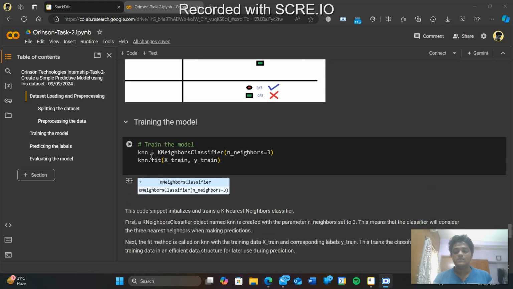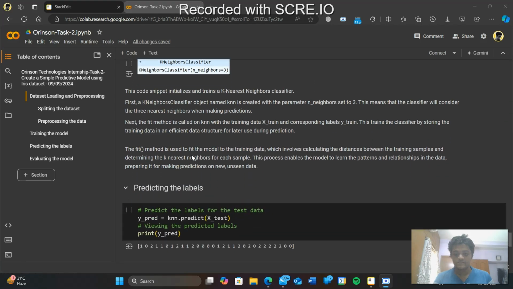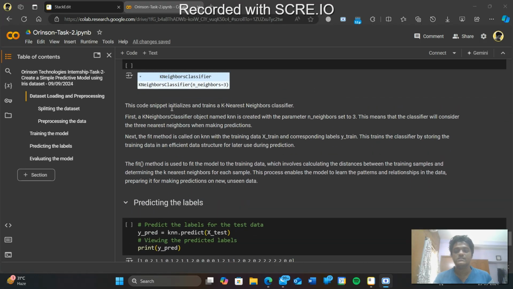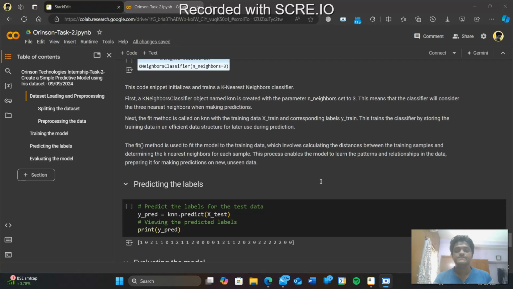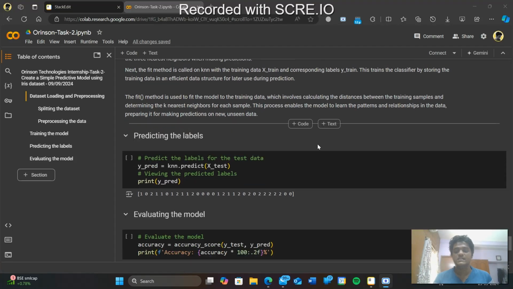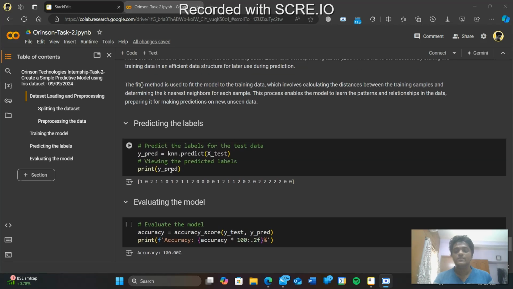And now we are training the model using KNN. We are training with the number of neighbors as three, and we are fitting it for later use. The fit method is used to fit the model to the training data, which involves calculating the distance between the training samples and determining the k nearest neighbors for each sample. This process enables the model to learn the patterns and relationships of the data for making predictions on new unseen data. So now we are predicting the labels, and printing them.